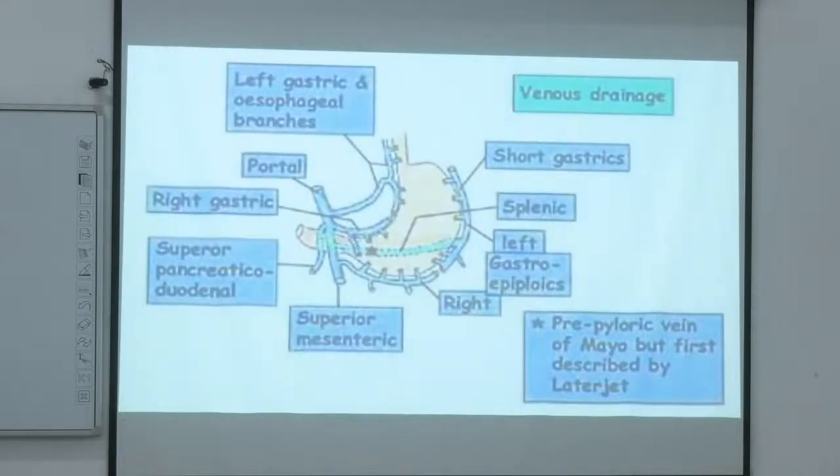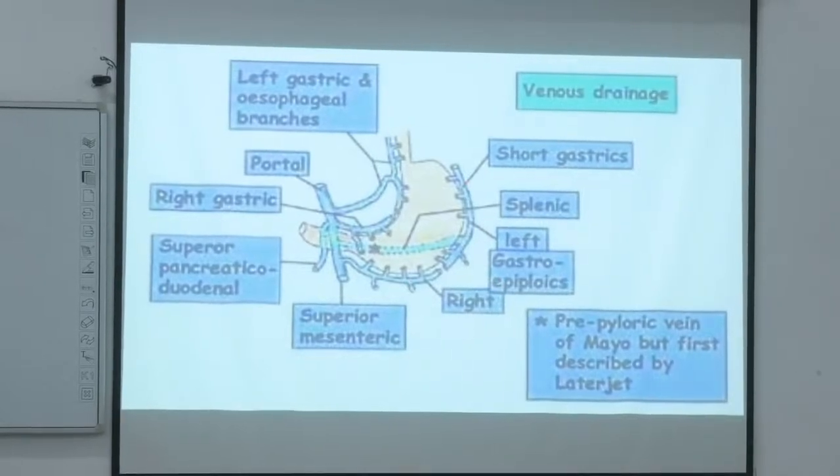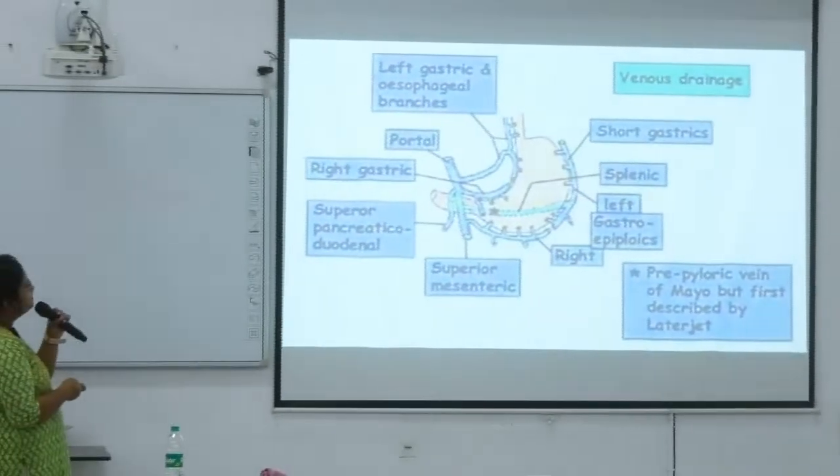So this is the venous drainage of the stomach in short. See, this is the splenic vein. This is the superior mesenteric vein, joining to form this portal vein. Left and right portal vein, right gastroepiploic draining into the superior mesenteric vein, and left gastroepiploic draining into this splenic vein.